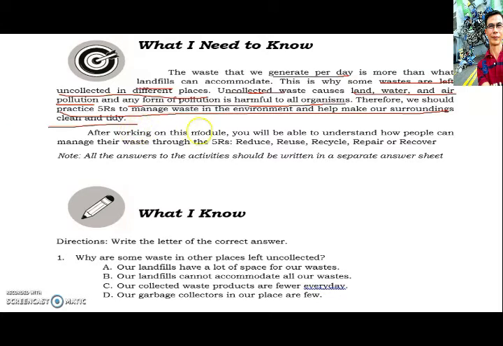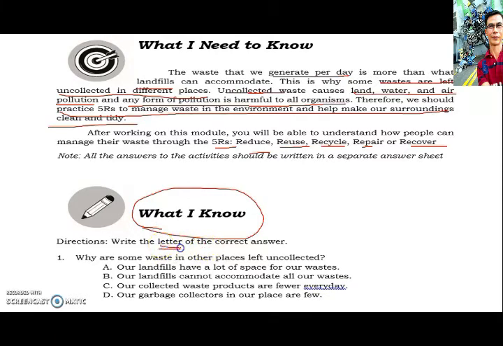After working on this module, you will be able to understand how people can manage their waste through the 5 R's. They are reduce, reuse, recycle, repair, or recover. Okay, your answers will be written on this module. On the next page is what I know. You are going to write only the letter of the correct answer. No need to write the sentences.